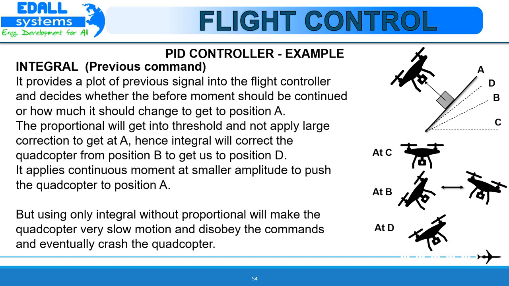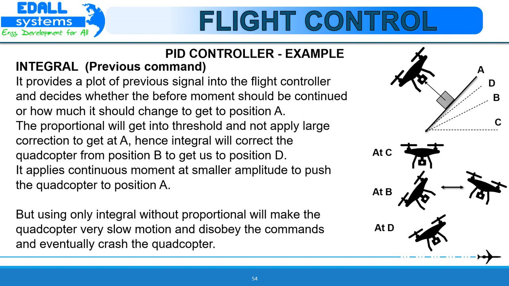So what integral does is, now that due to the proportional signal the quadcopter is stopped at B, it analyzes whether the quadcopter has to be tilted more towards the left, or how much percent it has to tilt, so that it can reach position A. It takes the history of previous signals into the flight controller and decides whether the previous movement should be continued or how much it should change to get to position A. So the proportional will get into a threshold and not apply a large correction to get to A. Hence the integral will correct the quadcopter from position B to get us to position D.